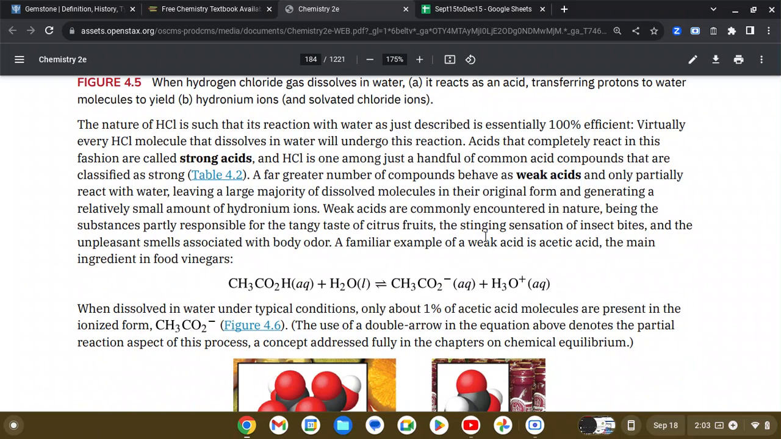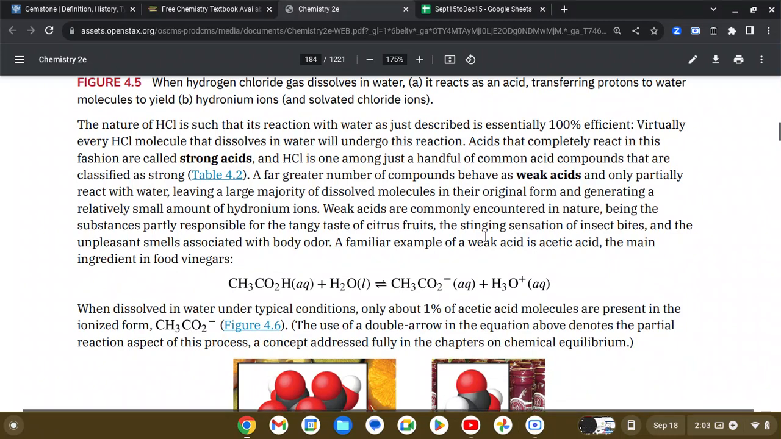A far greater number of compounds behave as weak acids and only partially react with water, leaving a large majority of dissolved molecules in their original form and generating a relatively small amount of hydronium ions. Weak acids are commonly encountered in nature, being the substances partly responsible for the tangy side of citrus fruits, the stinging sensation of insect bites, and the unpleasant smells associated with body odor. A familiar example of a weak acid is acetic acid, the main ingredient in food vinegars.